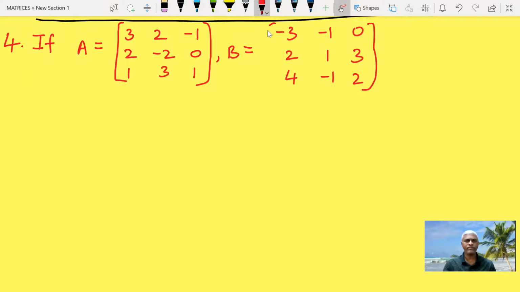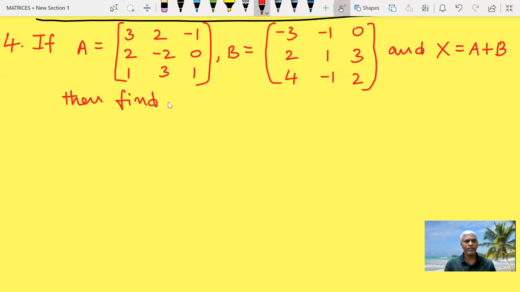So this is the second matrix, and X is equal to A plus B. Then find the matrix X.